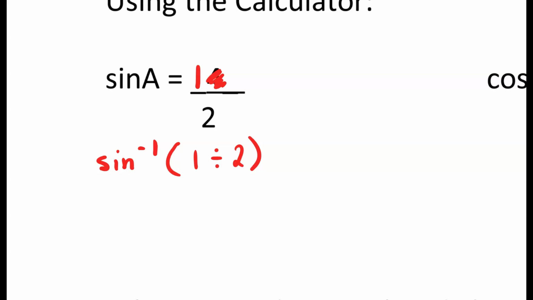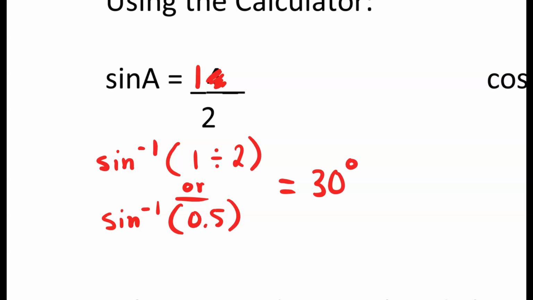So either you can put in sine -1 and 0.5, or you can do sine, open bracket, 1 divided by 2, close the bracket, and then you should get an answer that equals 30, and your unit would be degrees because we're looking for an angle here. So it would be 30 degrees.